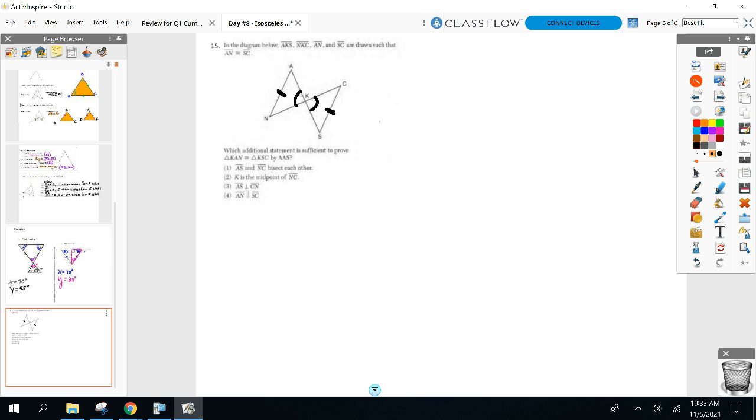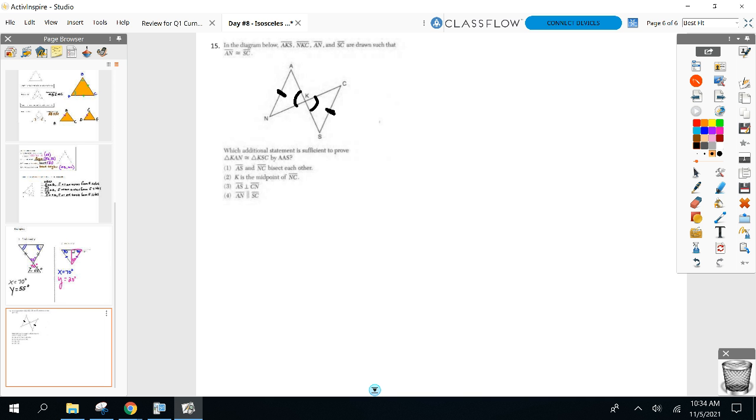vertical. Everyone agree? All right, so what do I have so far? I have one pair of sides and I have one pair of angles. And I need angle, side. So what's the only thing I'm missing? One more pair of angles. Everyone see that? The only thing I'm missing from angle, side is a pair of angles. So I need to figure out which one of these three is going to give me a pair of angles.